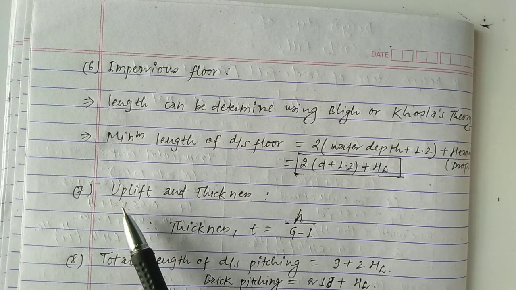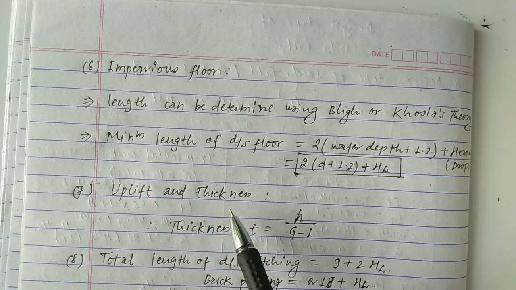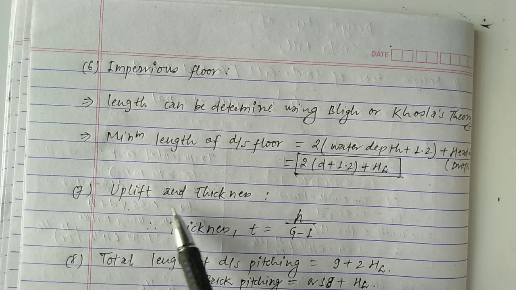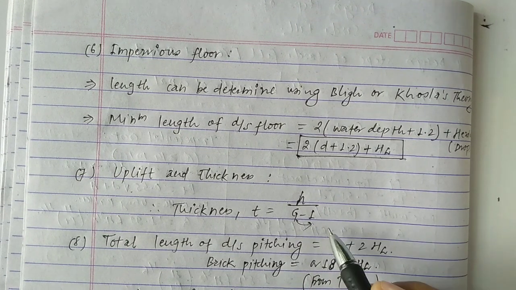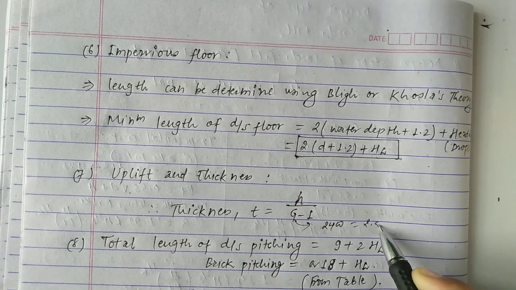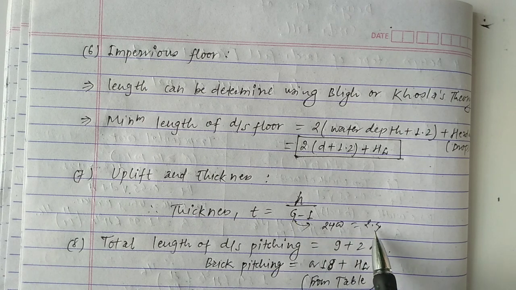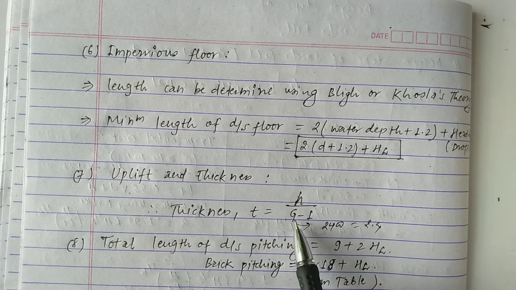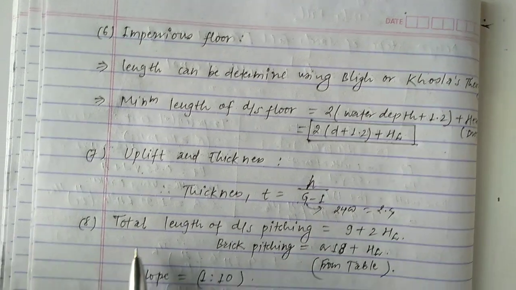Okay, and in the next step, step number 7, we have to calculate uplift and thickness. For the thickness we use simply T equal to H by G minus 1, and the value of G is taken as 2.4. As we know, for plain concrete we use the value of G equal to 2.4. So we just take the value of G equal to 2.4 for the plain concrete. And H we will see in the numerical, how we calculate the value of H.